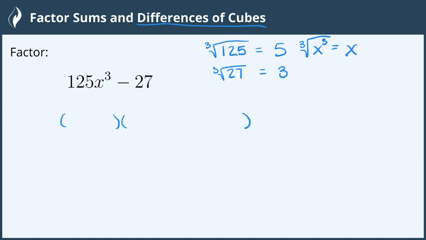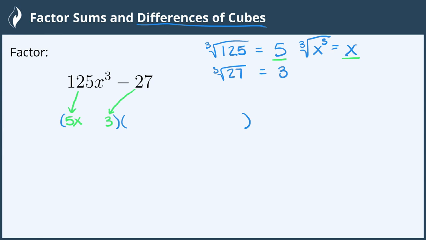To complete the factoring, we need to follow the pattern where we take the cube root of the first one, and it goes in the first spot of our binomial. We have already found the cube root of the first one, which is 5 and x. So we have 5x. Then we take the cube root of the second one, and it goes into the second part of our binomial. And the cube root of 27 is 3. We're going to fill in our signs in a minute.